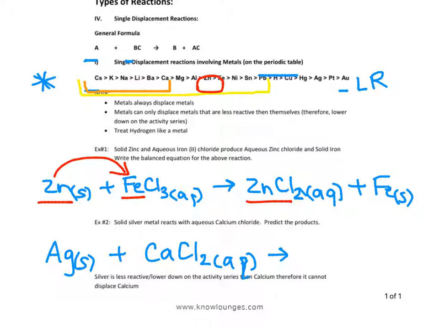All right, so again, I need to do a metal to metal comparison. I have silver and I have calcium. If I find those two on the reactivity series, I have calcium up here and I have silver down here by the lower end. Because calcium, the more reactive metal, is already in the compound, I'm going to predict that no reaction will actually occur here. And that's what this note says down here. Silver is less reactive, lower down, therefore it cannot displace calcium in the compound.